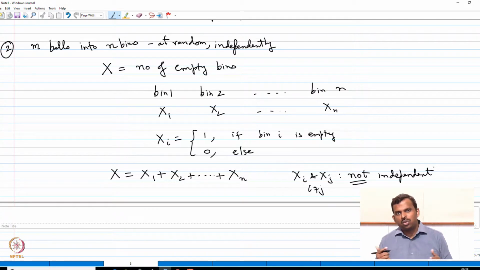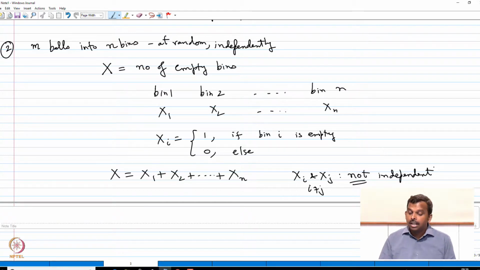So also intuitively you can see. So supposing I tell you that bin 1 was empty, okay, the probability that bin 2 is empty is going to change, right? Because bin 1 is already empty, there are m balls that are going to be thrown only into n minus 1 bins, so there's going to be a lower probability that bin 2 is going to be empty than otherwise. Okay, so things are going to change. You can also establish this very precisely. You can calculate the probabilities, etc., etc.